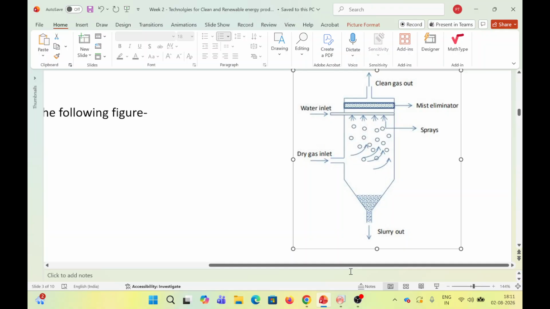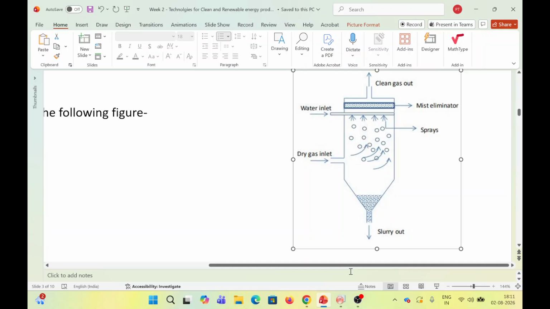Simple. When you spray the water in the form of droplets, you are going to improve the contact between the dry gas and the water droplets, because the water is going to be in the form of small droplets, so their contact with the gas is going to increase. That basically improves the efficiency of the cleaning of that gas, so it improves the efficiency of the particulate removal.